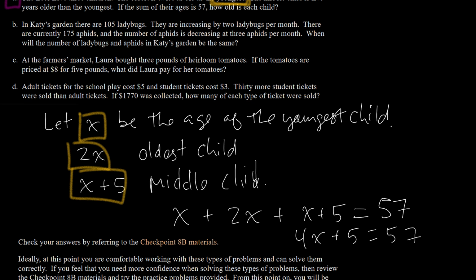And I know you guys could solve for x. You could have done this anyways. Solve for x, and then x will be the youngest child, twice that will be the oldest, and whatever x is plus 5 will be the middle child.